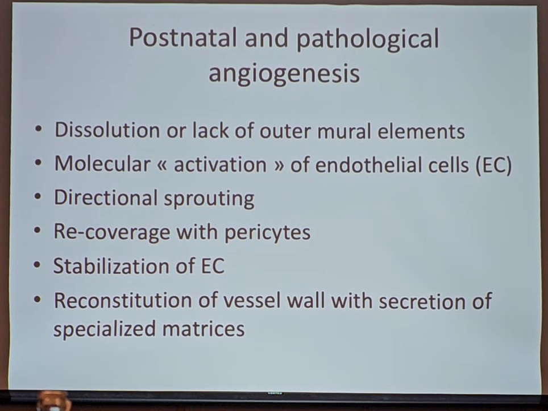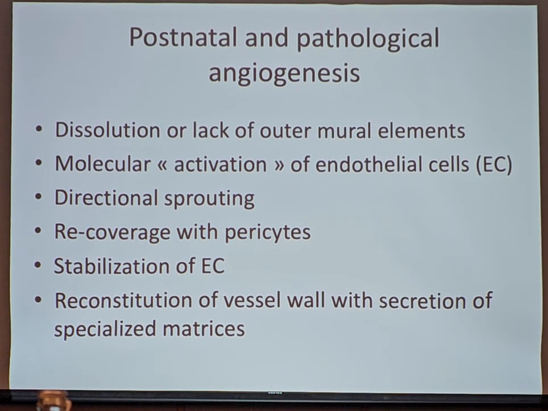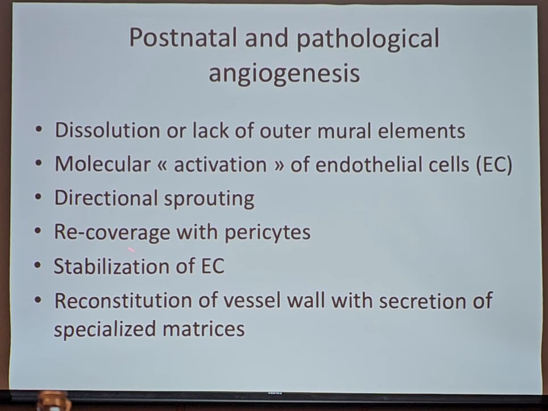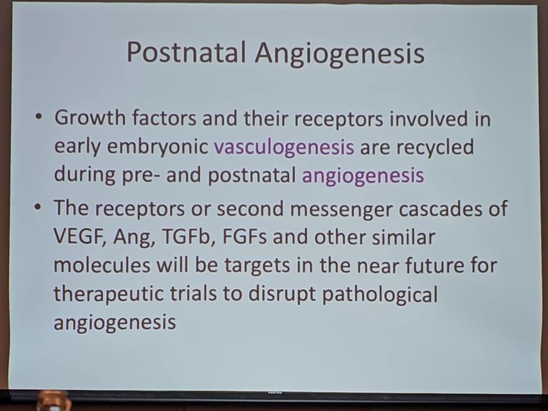And this postnatal angiogenesis starts off with a dissolution of the outer neural elements and activation of the endothelial cells, which will be of importance when we are talking about the KRAS mutations that can cause a brain AVM to develop. We will have a directional sprouting towards where there is no oxygen, because this is where VEGF is, and it will tell the vessels to move there. Then these immature vessels have to be recovered with pericytes, i.e. they have to become mature again, stabilized, and then there's a reconstitution of the normal vessel wall.